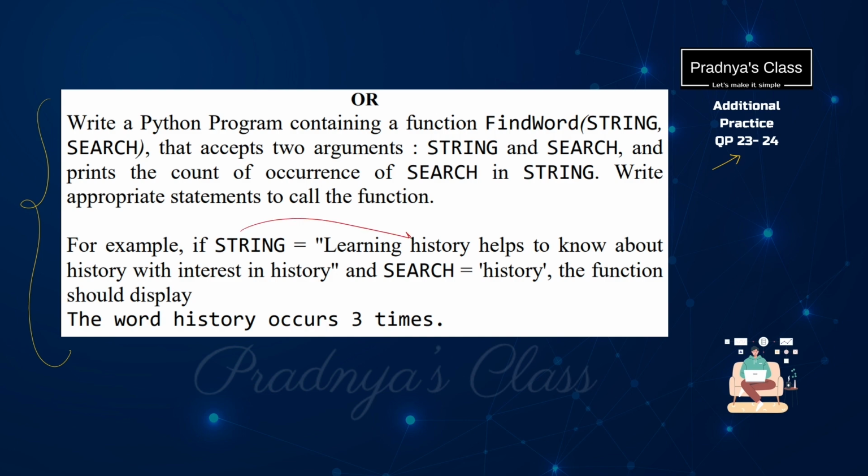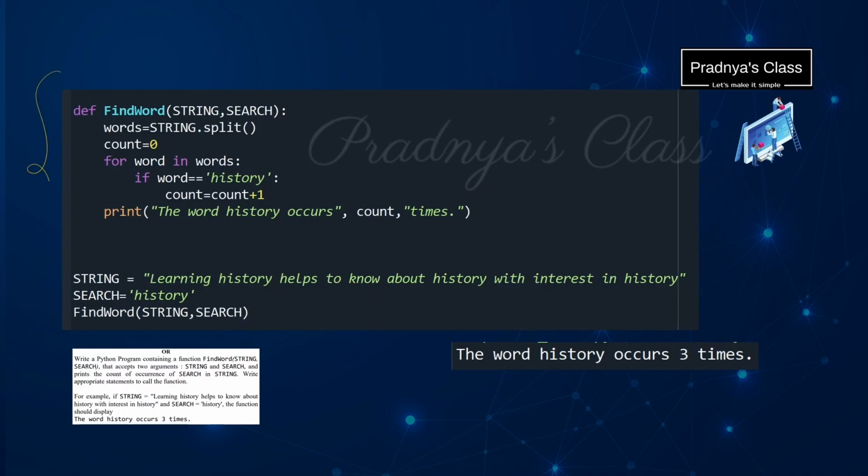Here is the string: Learning history helps to know about history with interest in history. We need to search the word history in the given string. So the function find word is taking two parameters. First is string and the second is search. It's time to check out the code. Here is the given string and the word we need to search, that is history. According to the instruction, the function is also ready.